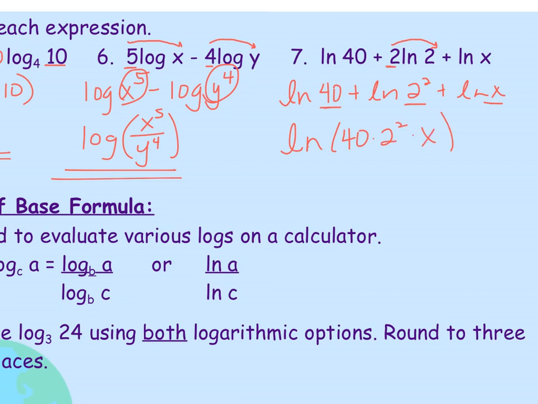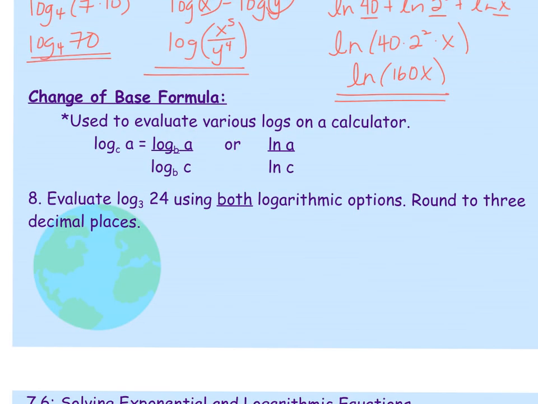Well, 2 squared is 4, and 40 times 4 is 160. We can at least simplify this a little bit to ln of 160x. And I think for this one, the parentheses could be optional. You could not have them there and you'd be okay, since it's ln of that product. And those are examples of using those properties to condense expressions down to one logarithmic term.